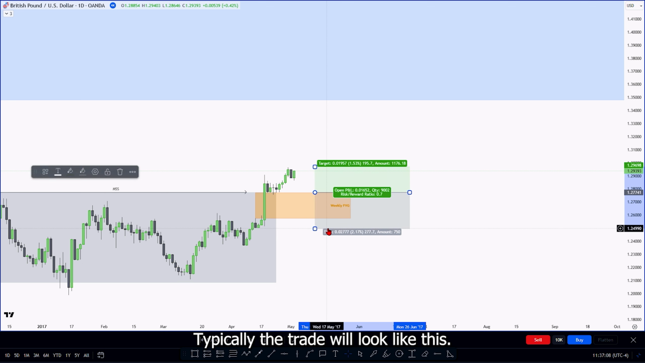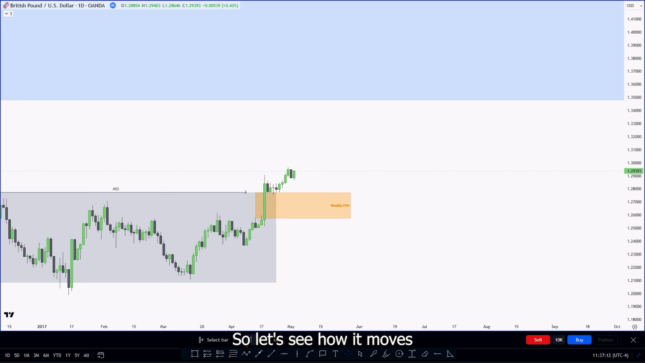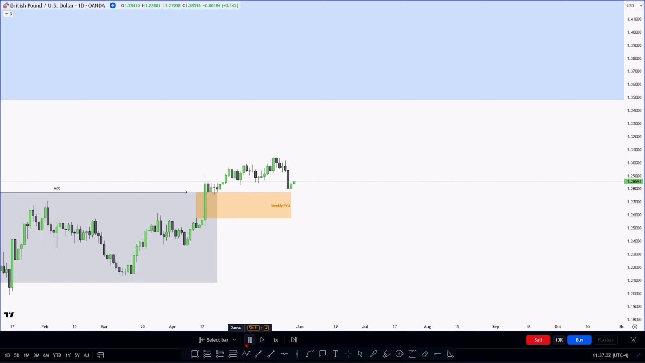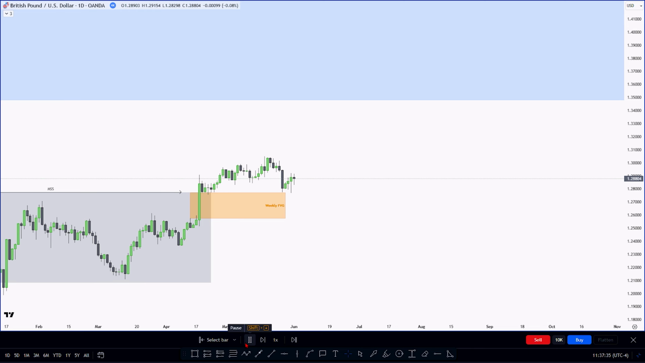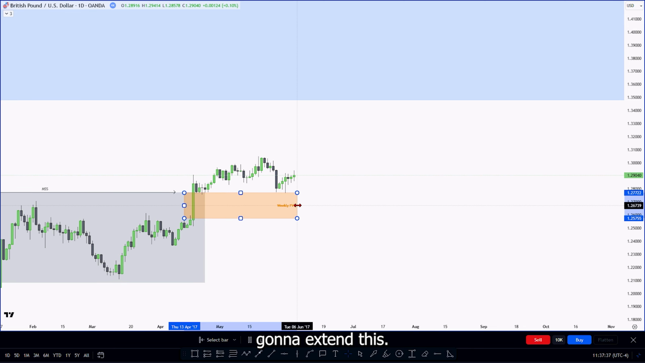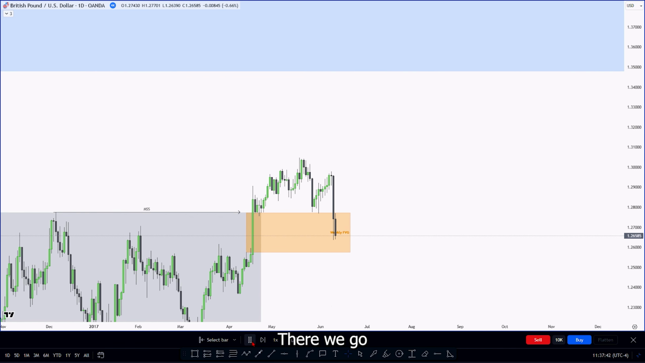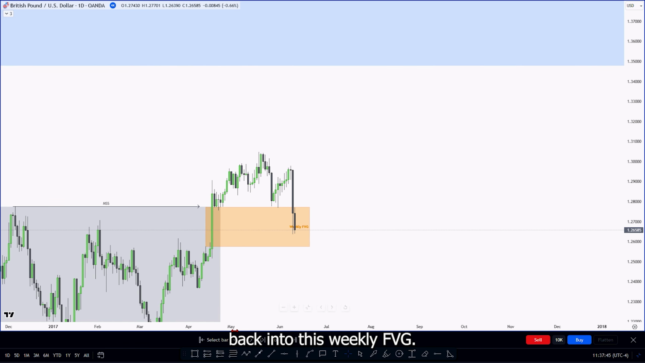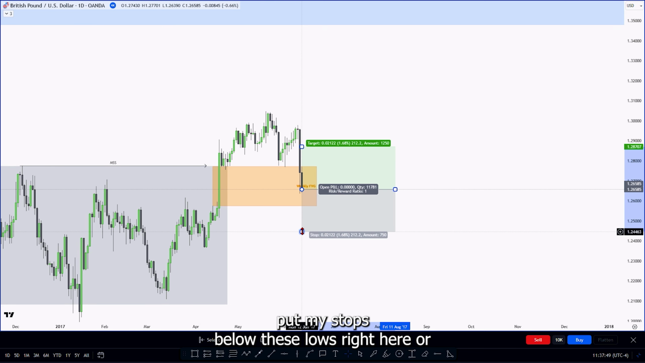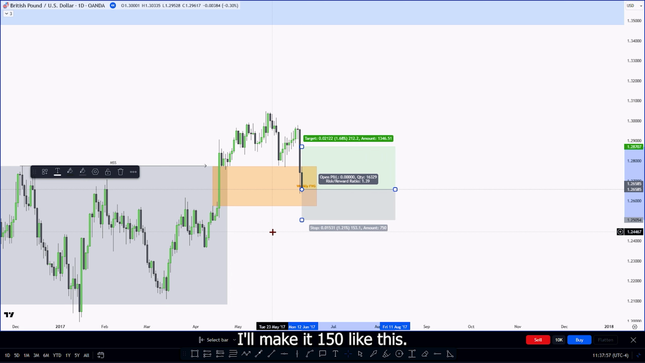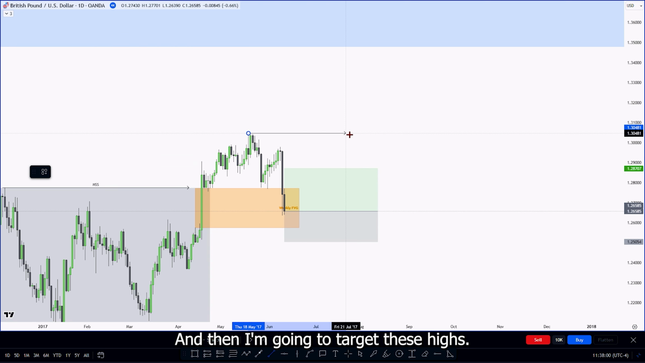Typically the trade will look like this. So let's see how it moves. I'm going to extend this. There we go. Back into this weekly FVG. I'm going to put my entries there, put my stops below these lows right here. I'll make it 150 like this, and then I'm going to target these highs.